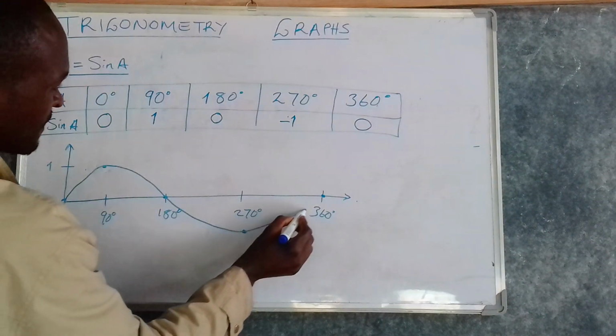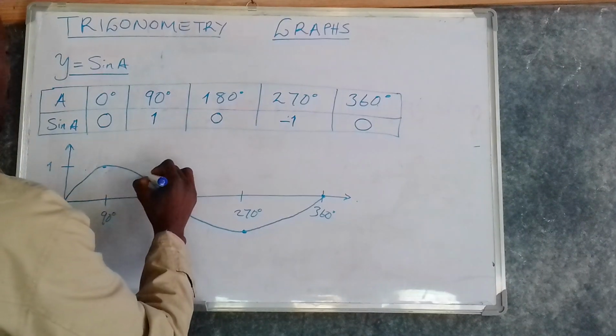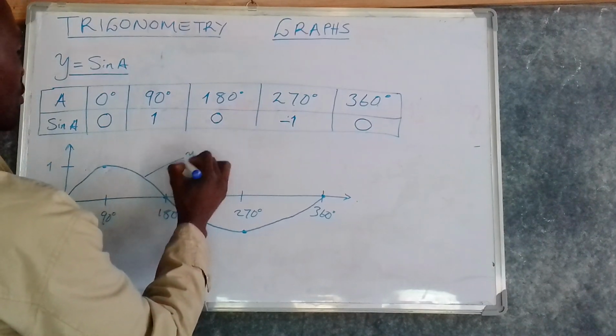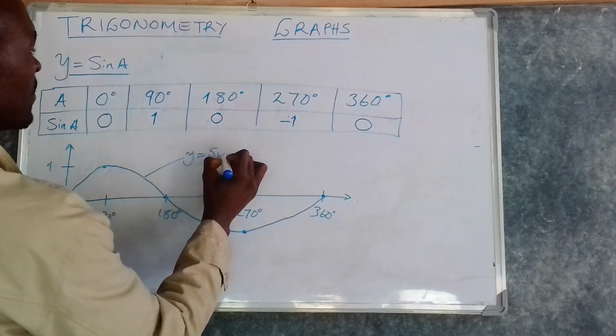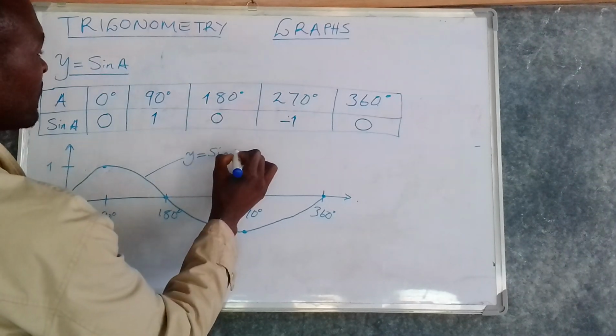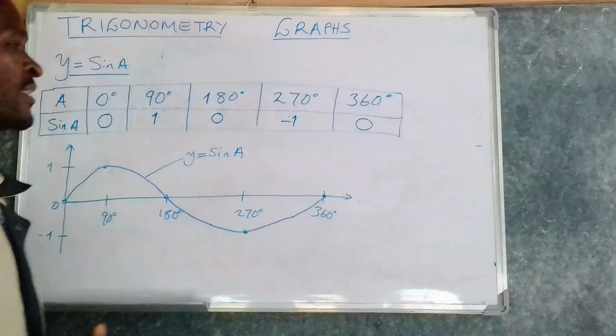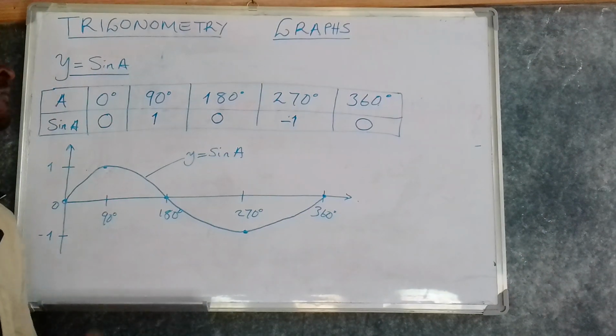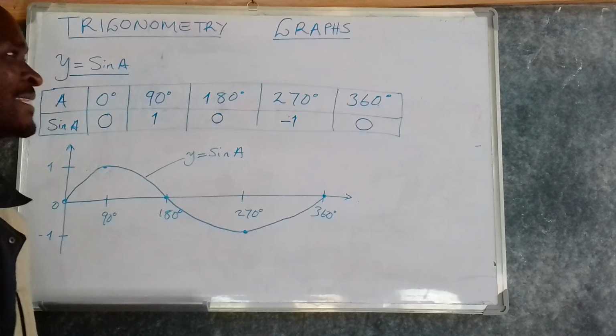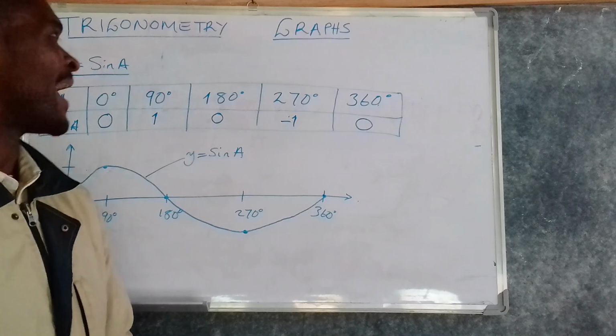So this is the way we draw the graph for any angle given in sine under trigonometry. I hope you have seen how these things should be drawn. Very, very simple. Alright, let's look at another graph.